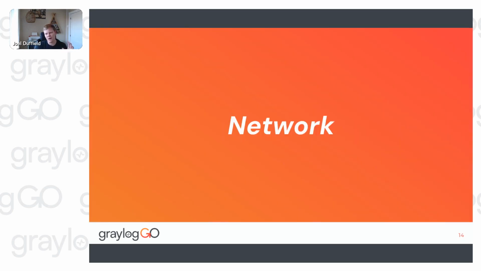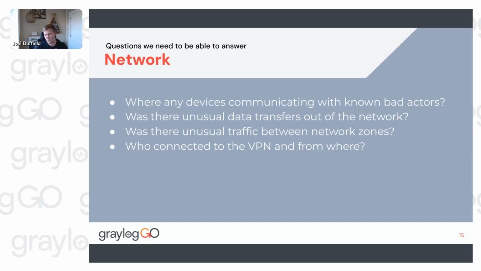Next, we're going to talk about our network. What are the things that our network is going to tell us? Our network is going to tell us who was talking to who, which is incredibly important. As a start, you may not necessarily cover your internal east-west traffic, but definitely how is the internet talking to us? How are we talking to the internet? That is something we need to be able to answer. Things like, were there devices communicating with known bad actors?